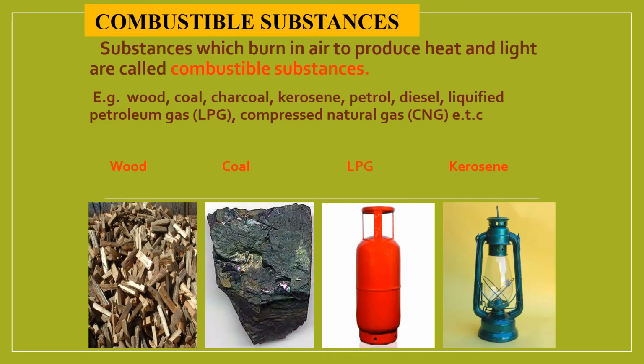First, we will get introduced to combustible substances. A substance which burns in air to produce heat and light is called a combustible substance. Let us look at the examples. We have coal, charcoal, kerosene, petrol, diesel, LPG, and CNG.